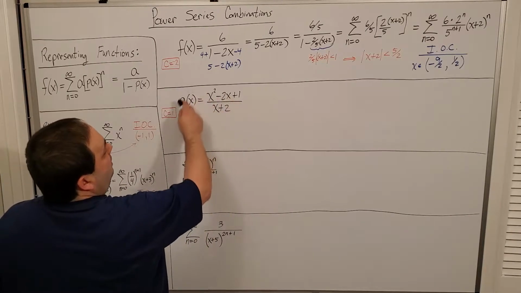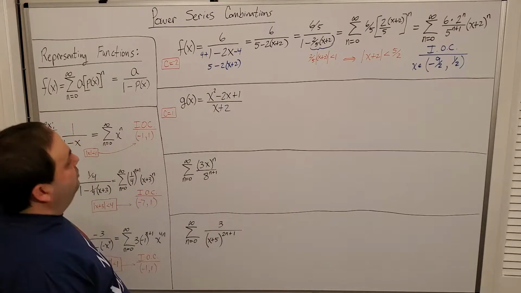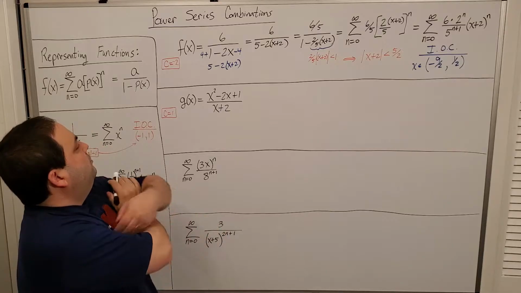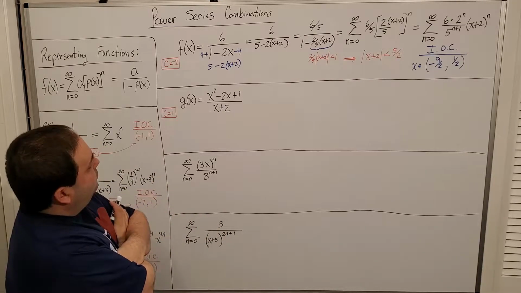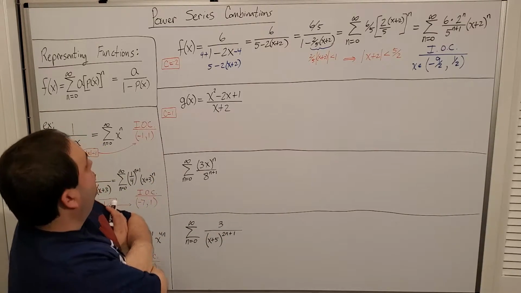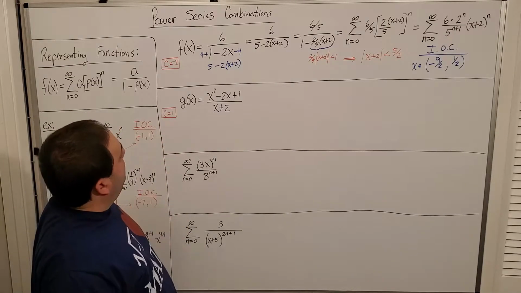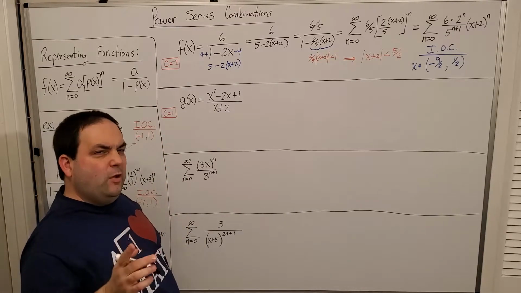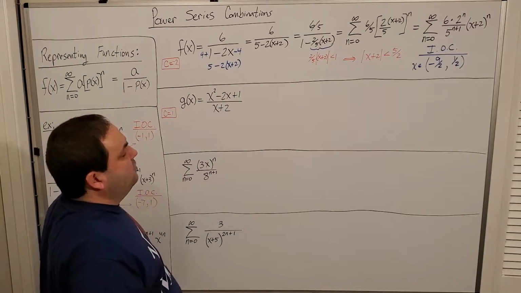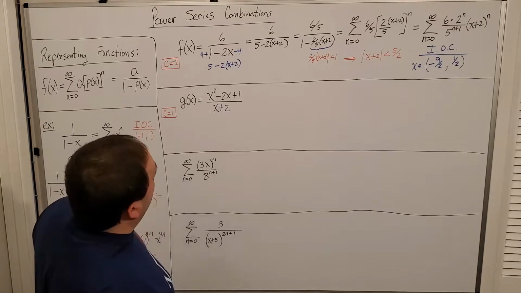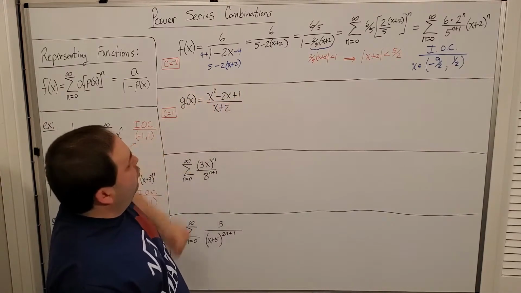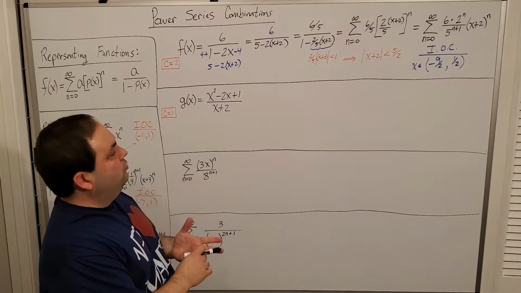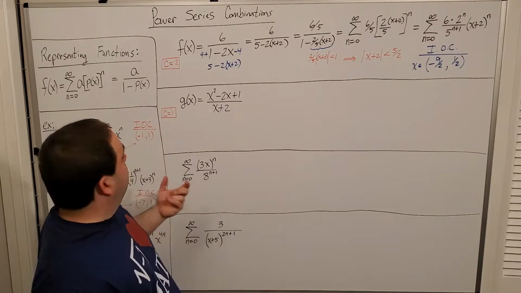Okay, a more complicated rational function here. I have g of x is equal to x squared minus 2x plus 1 over x plus 2, and we want the center to be 1. Now the center being 1 on this one is actually kind of nice. For one, I've got a lot of x's in the numerator here. I want to make sure that that's not in the way, okay?